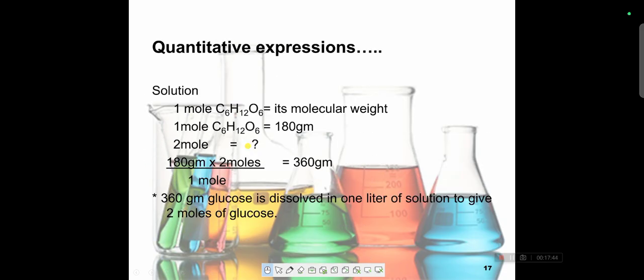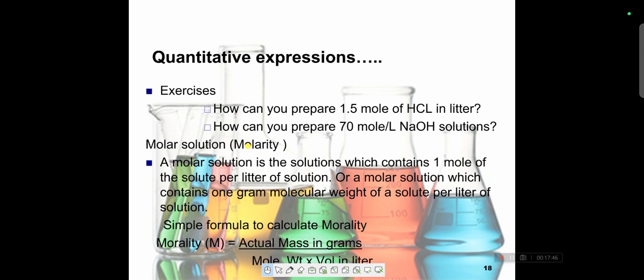Now talking about the molar solution or the molarity. What is molarity? A molar solution is a solution which contains 1 mole of solute per liter of the solution. When the solute is given per liter of the solution, then that solution is called the molarity of the solution, or molar solution, which contains 1 gram molecular weight of solute per liter of the solution.